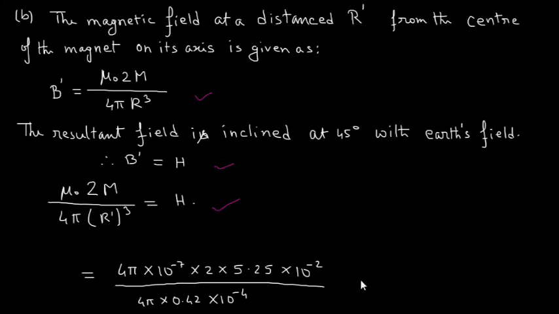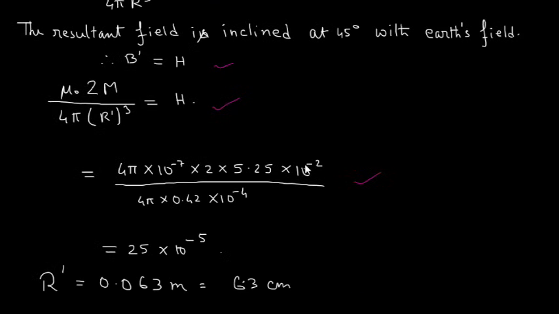Putting the value of B dash as μ0 2M / 4π r'^3 = H, and putting the values of μ0, M, π and r dash, we get 4π × 10^-7 × 2 × 5.25 × 10^-2 / (4π × 0.42 × 10^-4). Upon solving, we get 25 × 10^-5. Therefore, r dash is equal to 0.063 meter, that is 6.3 centimeter.